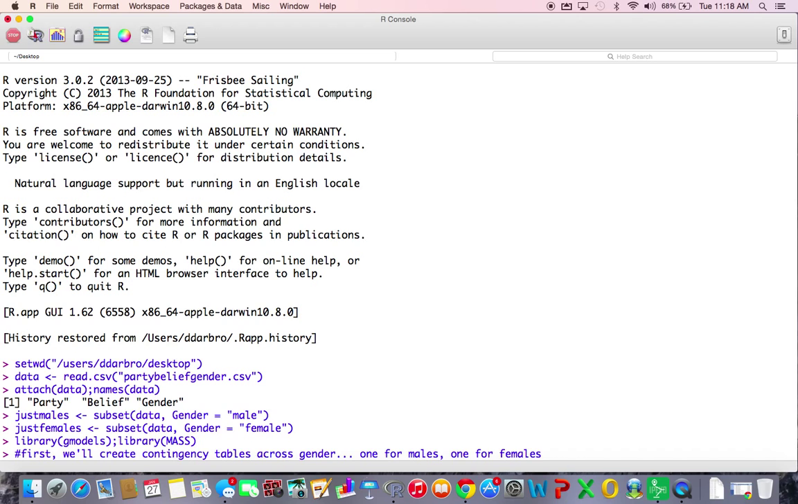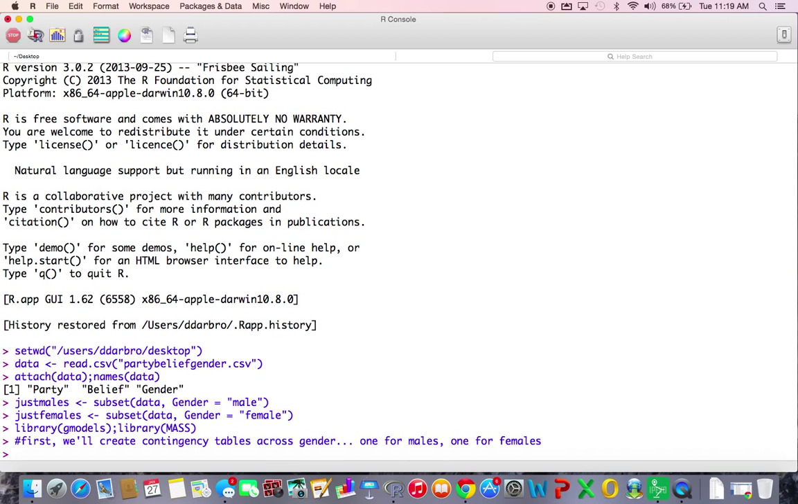Now, if we were doing this for a categorical variable that had three categories, then clearly we'd have to create 3 contingency tables. Okay. Now, the first thing I want to do is create what I'm going to call a male table, and I'm going to use xtabs, and I want to run this tilde across party plus belief. But I want my data to be just males. Make sure I got that right.